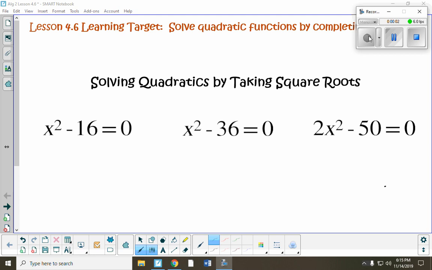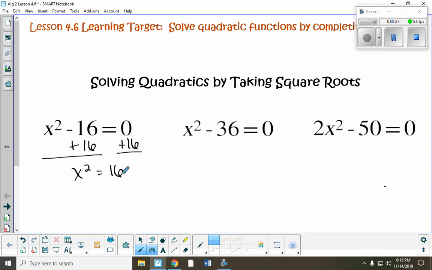In this lesson, we're going to be talking about how to solve quadratic equations by taking square roots. Now, in problems where you just have an x squared and there is no x to the first degree, we can solve for x squared. So isolate the x squared term. So we'll bring 16 to the other side. So you have x squared equals 16.